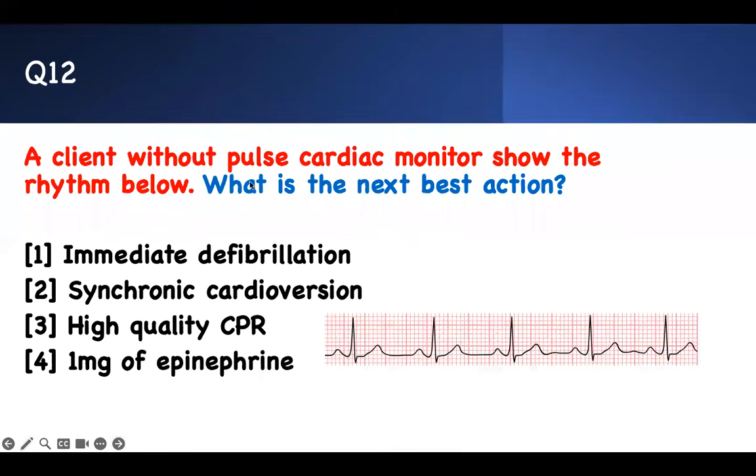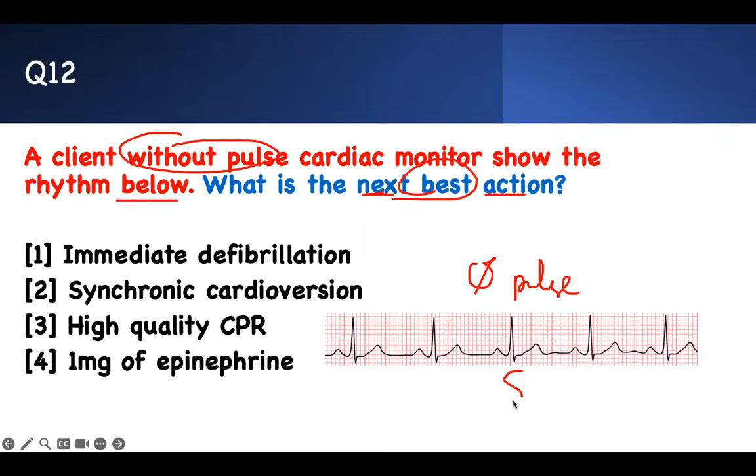EKG. What is the next best action? A client without pulse. He has no pulse. The cardiac monitor shows the rhythm below. This is what we have. I have no pulse. What would you do?